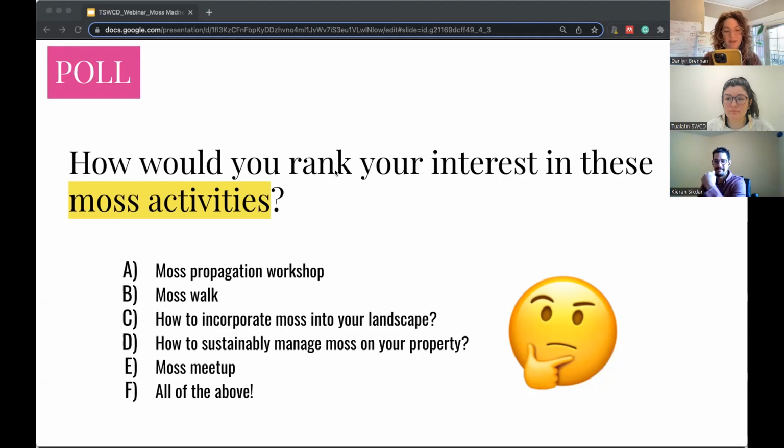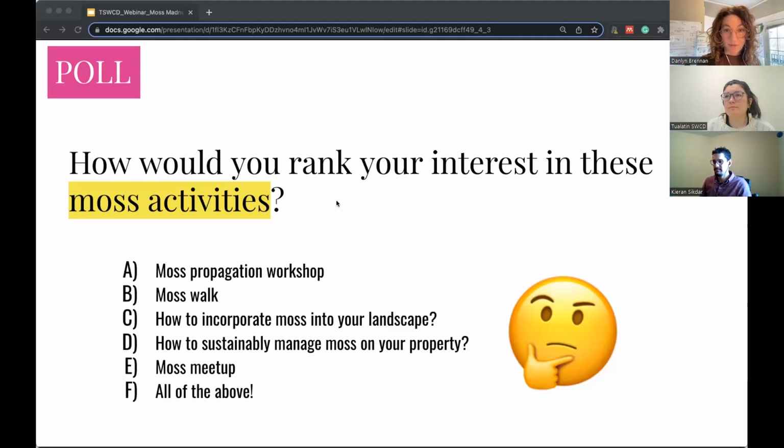So this one, it's called, sorry, Picture This is the name of the app. Yeah. And it's really good for other plants, and it has identified some mosses, but we're still working on it.